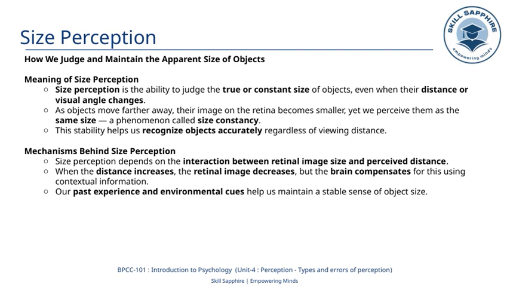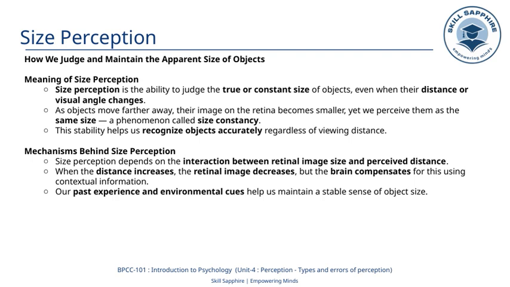This phenomenon is known as size constancy, and it helps us recognize objects accurately no matter how far away they are. So, how does this work? Well, size perception depends on the interaction between the size of the image on our retina and our perception of how far away the object is.